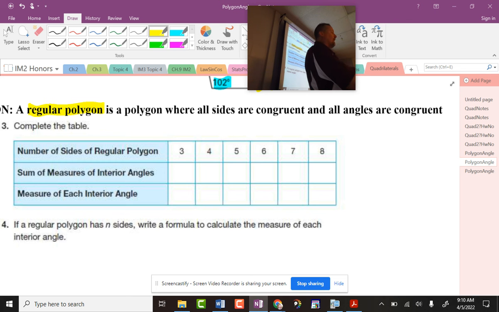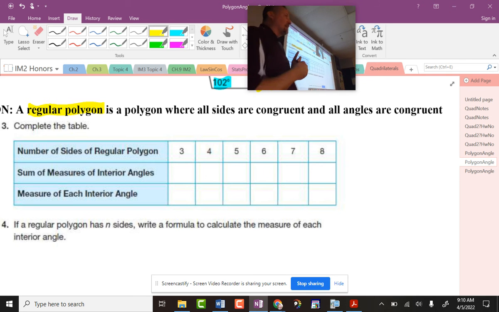Because a regular quadrilateral, what's the quadrilateral with equal sides? Well, square or rhombus, but then with equal angles. Well, now we're only a square. All right, so a regular quadrilateral is a square. But a regular polygon is where all the sides are congruent and all the angles are congruent.